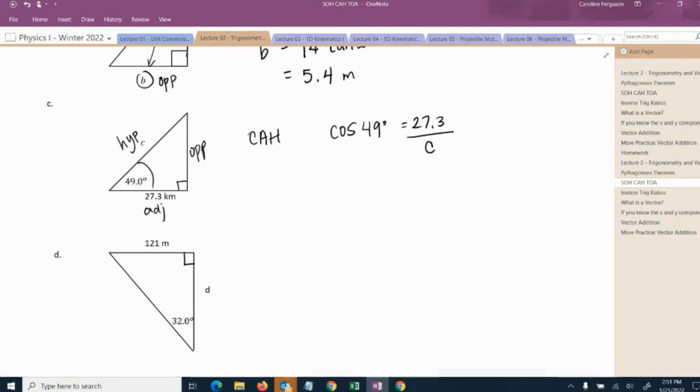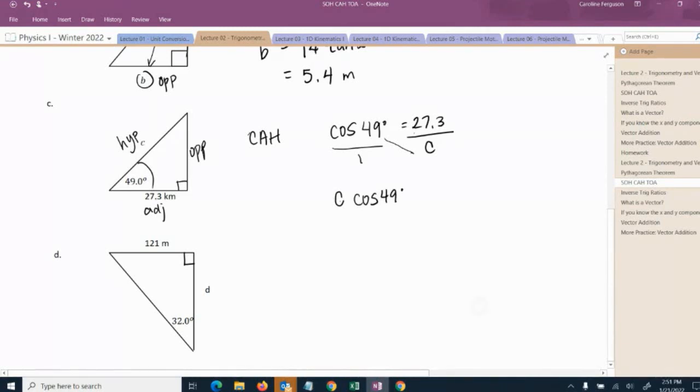Good, so some people are already getting the answer. So go ahead and type the answer if you're getting it. Now I'm going to cross multiply. When I cross multiply, it doesn't matter which diagonal I do first. I'm going to do this diagonal first because it's the one that has C in it. So it would be C cos 49.